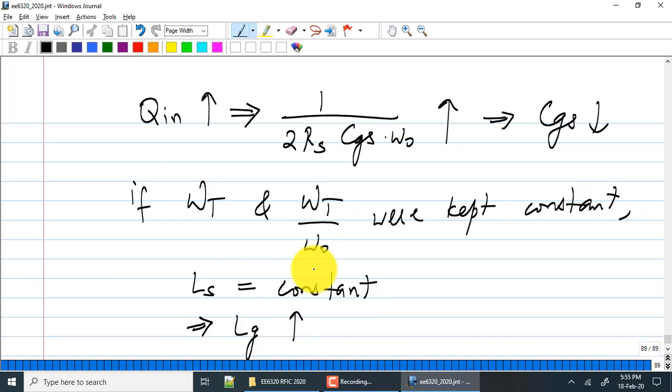Okay, so maybe we'll stop here. In the next class we'll see how far you can push omega T itself. That also we'll see in the next class. What happens if you try to over design on omega T? We'll take some typical numbers and see what happens to LS, etc. Okay, we'll stop here.